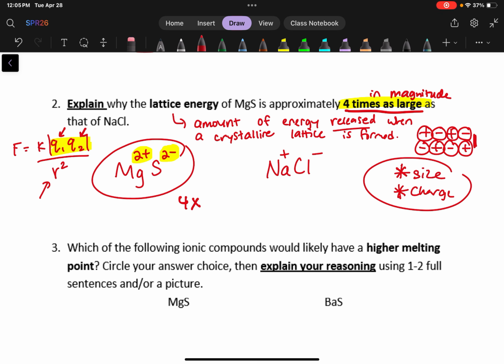All right. And of course, if you were asked to explain that, you'd probably want to put it into a succinct sentence. So we could say something like, let me think. The charges of the ions are larger for magnesium and sulfur, so we would have a larger lattice energy.